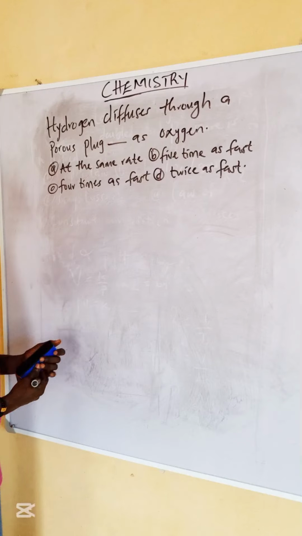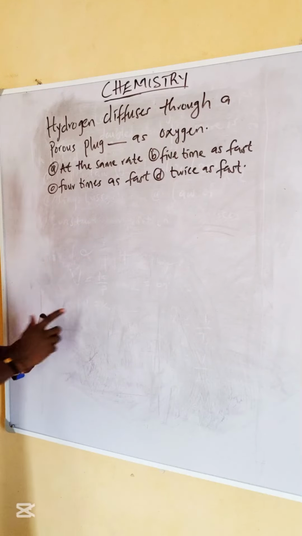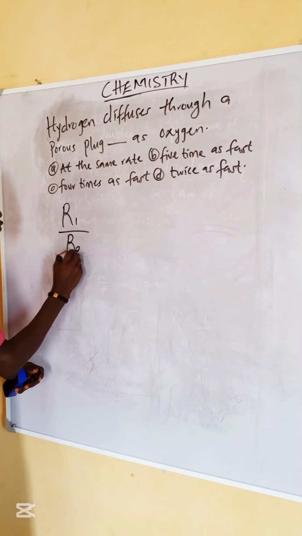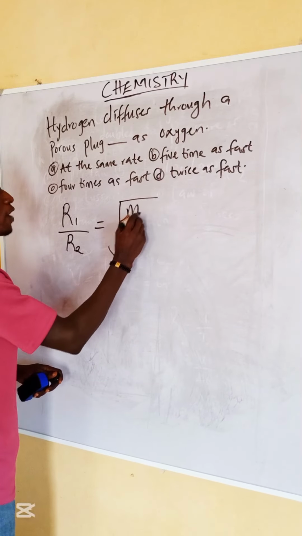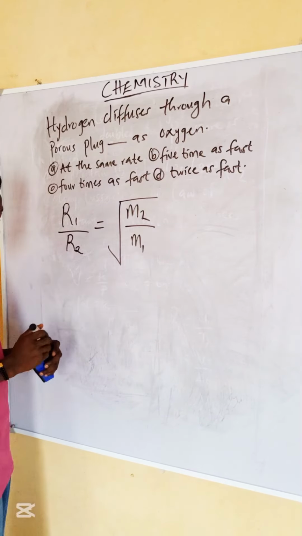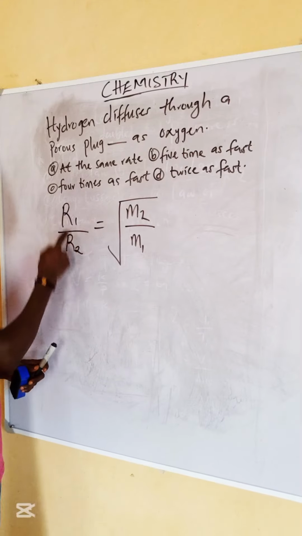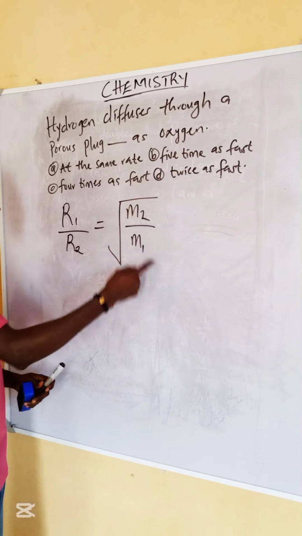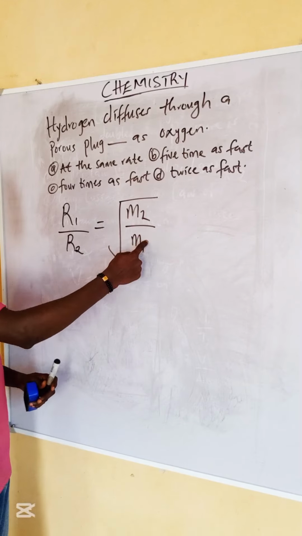All right, let's dive into this question now. You should know that in Graham's law of diffusion, our formula is given as R1 over R2 equals the square root of M2 over M1. Are we together? Where R1 is the rate of diffusion of the first gas, R2 is the rate of diffusion of the second gas, M2 is the relative molecular mass of the second gas, and M1 is the relative molecular mass of the first gas.